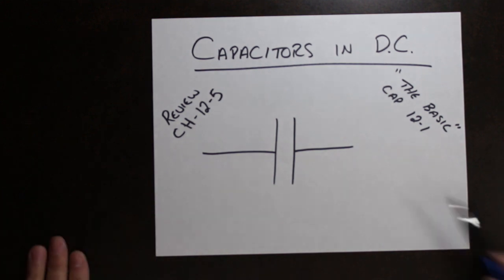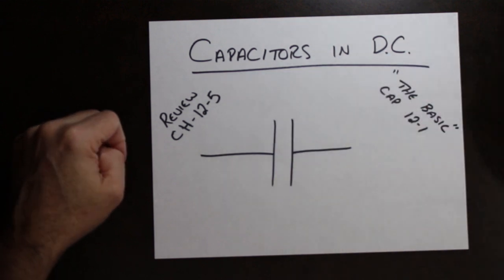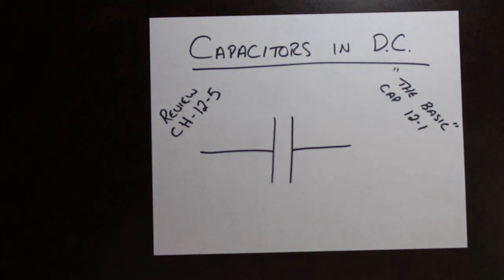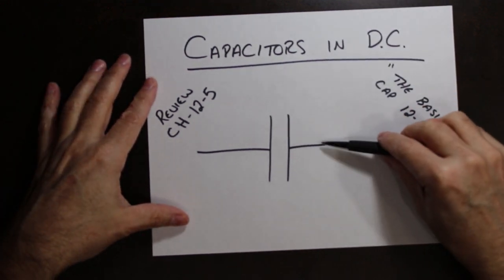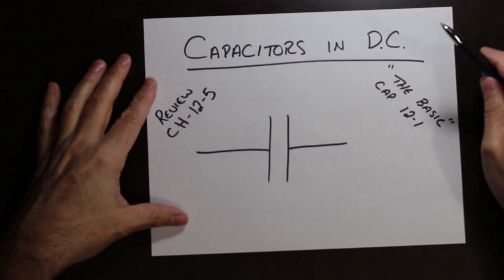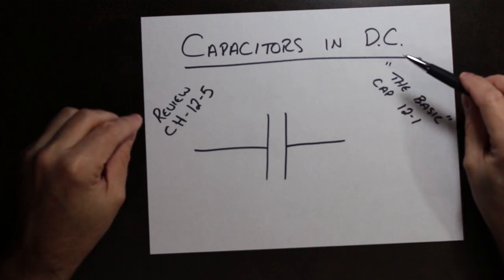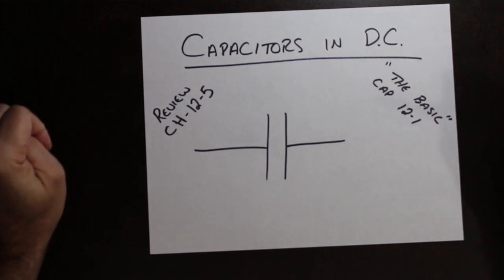So now what happens when you place capacitors in a DC circuit? This is where we go into chapter 12-5 of our textbook. We're going to look at what happens in that capacitor when we apply this in a DC world. So what's going to happen? All right, let's take a look.